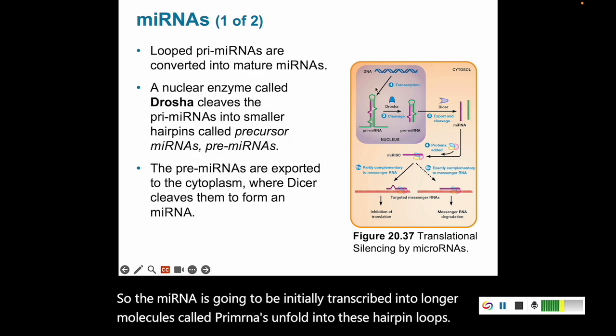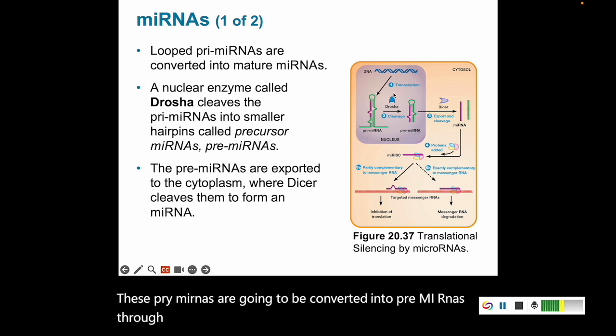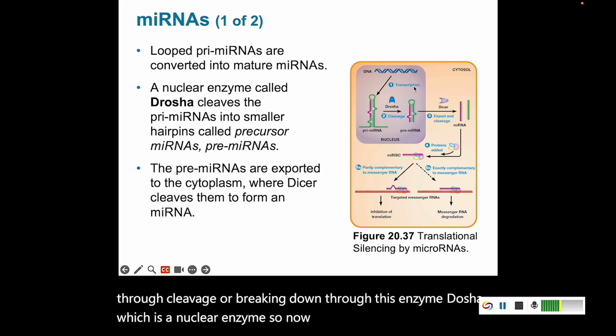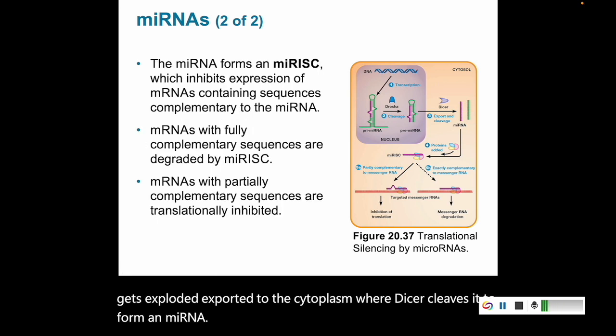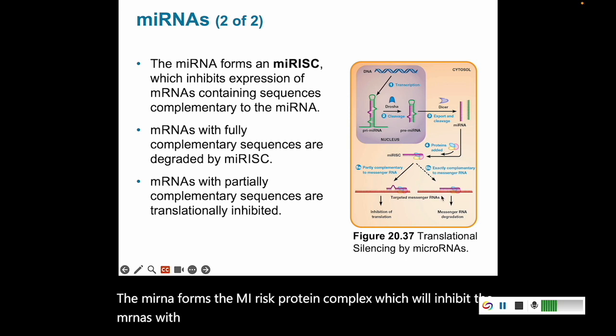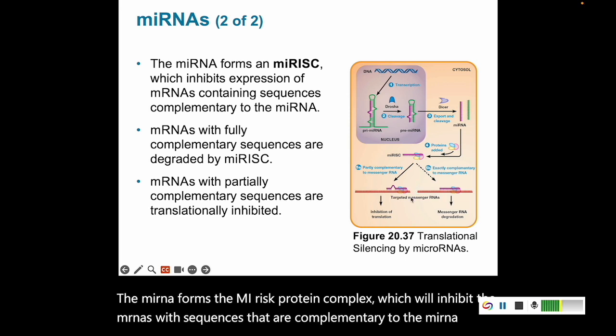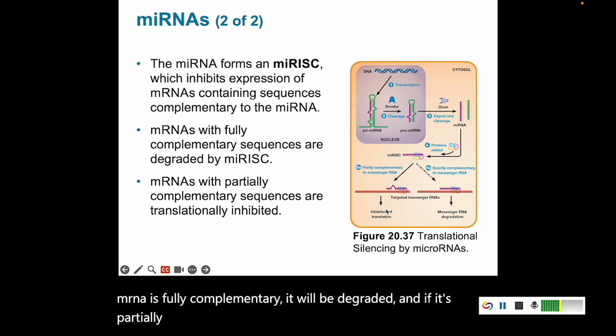These pri-miRNAs are going to be converted into pre-miRNAs through cleavage or breaking down through this enzyme Drosha, which is a nuclear enzyme. So now you have a pre-miRNA. This gets exported to the cytoplasm, where dicer cleaves it to form an miRNA. The miRNA forms the miRISC protein complex, which will inhibit the mRNAs with sequences that are complementary to the miRNA. If that mRNA is fully complementary, it'll be degraded. And if it's partially complementary, the translation of that sequence will be inhibited.